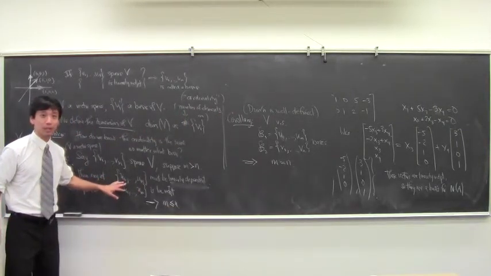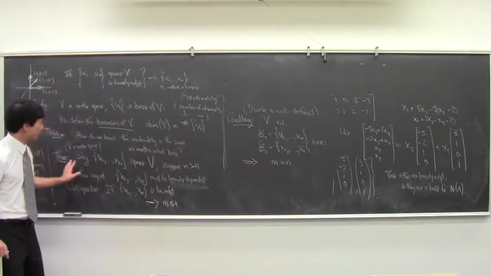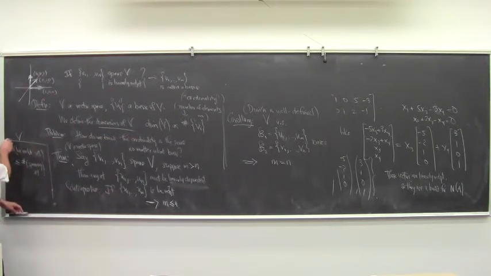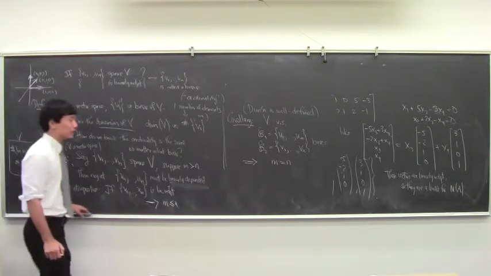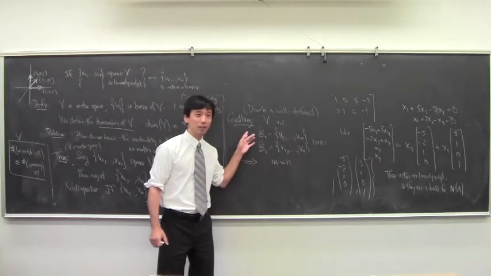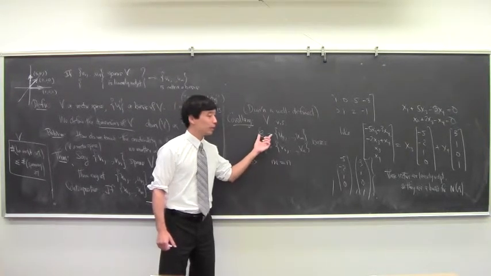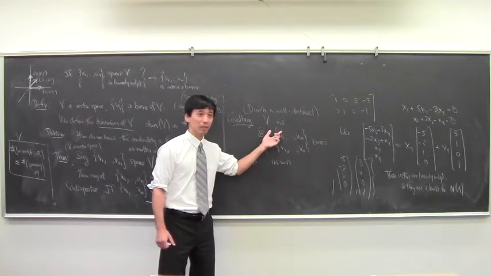So does anyone see how you get from here to there? Why does it follow that, if you know that the size of linearly independent sets are always smaller than or equal to the number of elements in spanning sets, how does that immediately tell you that two bases have to have the same cardinality? So remember, a basis means you're linearly independent and you're also spanning. Yeah, Zane, go ahead.